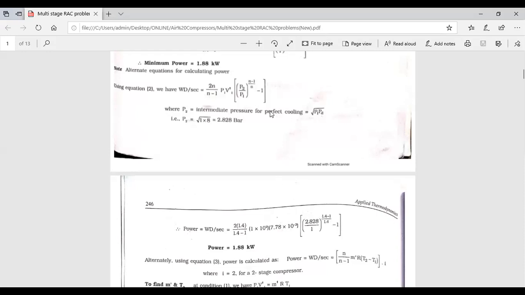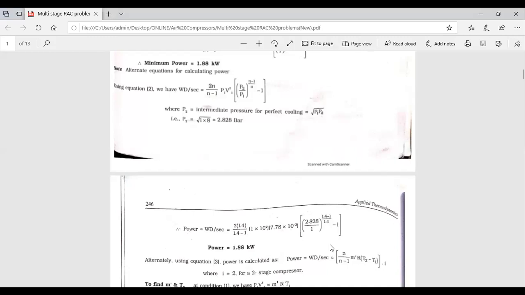So (1.4 minus 1) divided by 1.4, to the power of... After simplifying, you are calculating the value of indicated power as 1.88 kilowatts. Because we express everything in kilopascal. Okay, this is how to calculate the work done in case of a two-stage reciprocating air compressor.